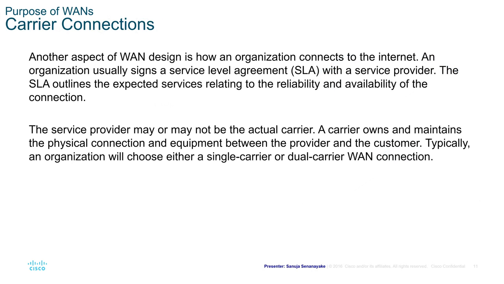Carrier connections. Another aspect of WAN design is how an organization connects to the internet. An organization usually signs a service level agreement, also known as SLA, with a service provider. The SLA outlines the expected service relating to the reliability and availability of the connection. So you may have heard the term SLA, service level agreements, especially when we are discussing cloud services.